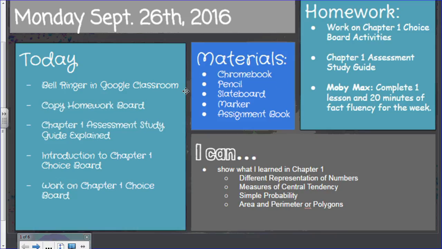First thing you need to do is open up your Chromebooks and do a bell ringer in Google Classroom. Somebody could please pause the video at this point until everybody is done with their bell ringer. When you finish your bell ringer, please close your Chromebooks so that the substitute knows to move on.